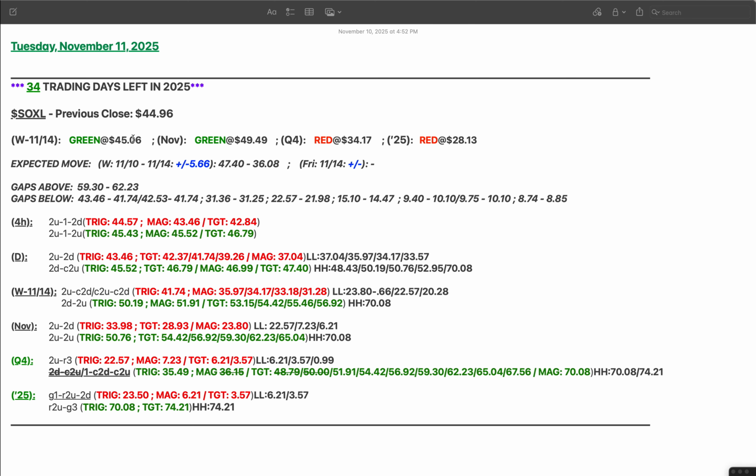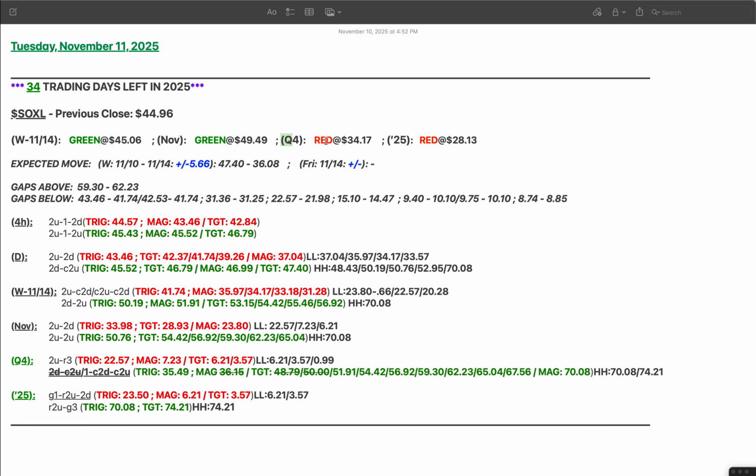All right, so we know that we opened the week at 45.06, and since we closed at 44.96, that means we're red on the week. So to turn the week green, we've got to get up to that 45.06 level. To get the month to go green, we've got to get up to 49.49, right?